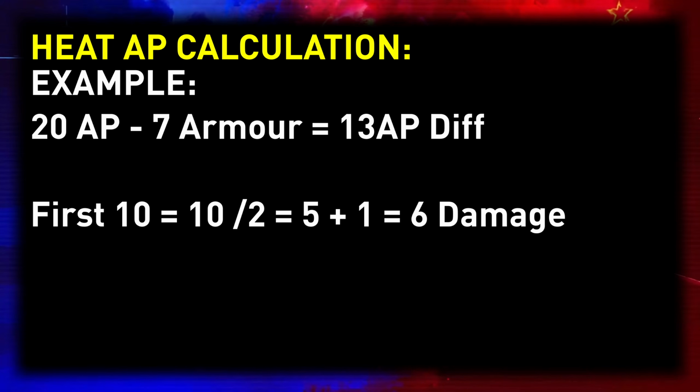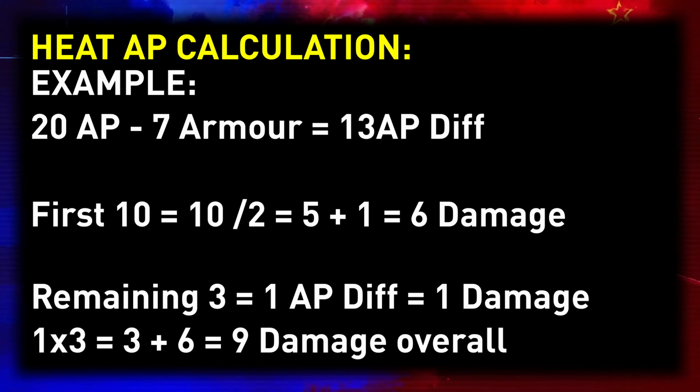If, however, the difference is greater than 10, you must do a second part to the calculation. Let's have another example. I have a 20 AP heat round, and my enemy has 7 armor. 20 minus 7 is 13 AP difference. For the first 10 of this, we would do our previous calculation: the difference divided by 2 plus 1 equals 6. For the remaining 3, we have to do 1 armor penetration equals 1 damage. So we would do an additional 3 damage. That is 6 plus 3, so we would do 9 damage in total.